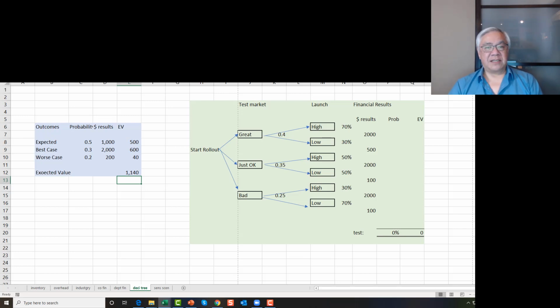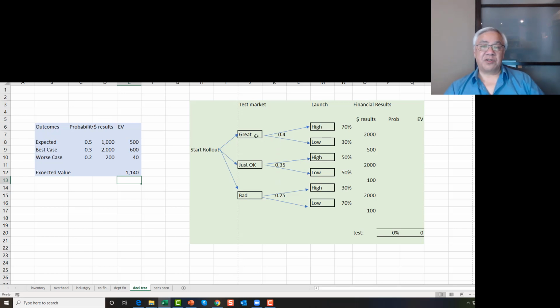The next approach is to go one step further and build a decision tree where we map out what happens in between the launching of a product and the actual getting of results. Instead of just looking at it in the future and saying it's 1,000 or 1140, now on the right side we say, well, let's start our rollout. What might happen? It could be great, it could be okay, or it could be bad. What's the probability of those happening? Well, it's about 40%, 35%, and 25%.